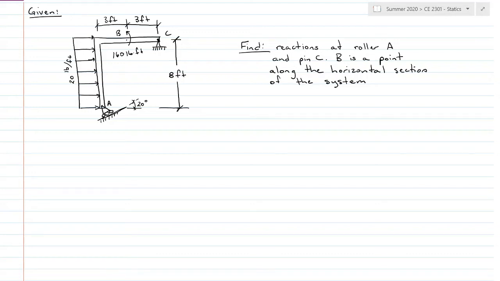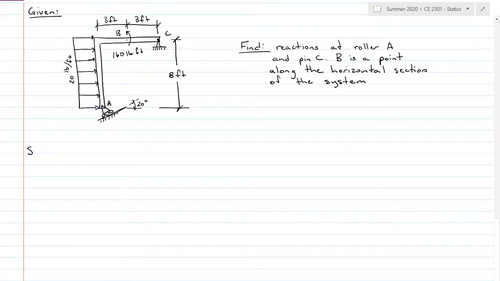Let's say that I am given this bent member that has a distributed load of 20 pounds per foot acting along the vertical portion. And then at point B, which is in the middle of the horizontal member, I have a positive 160 pound-foot moment. The entire system is 6 feet wide and 8 feet tall. I have a roller at A that is acting at a 20-degree incline and a pin at C. Find the reactions at roller A and pin C.